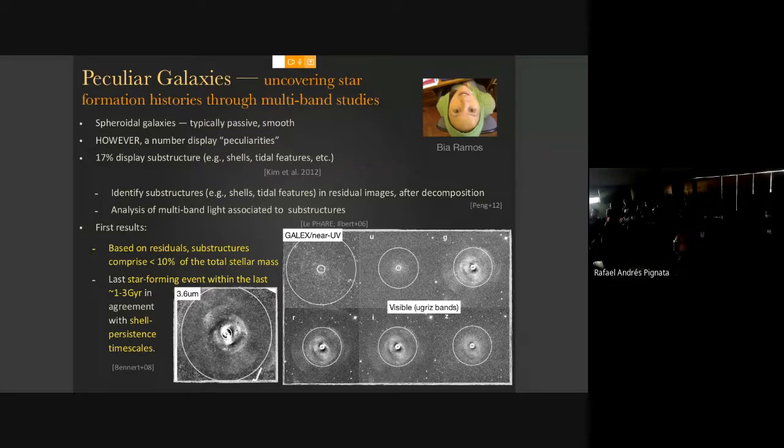But she also looked at the ages in this. So she did this decomposition in different bands. So at 3.6, she used the ultraviolet. Because of the resolution, there was not that much information, but we could use it as a limit on how much UV emission could be associated to these regions, and also using the SDSS images.